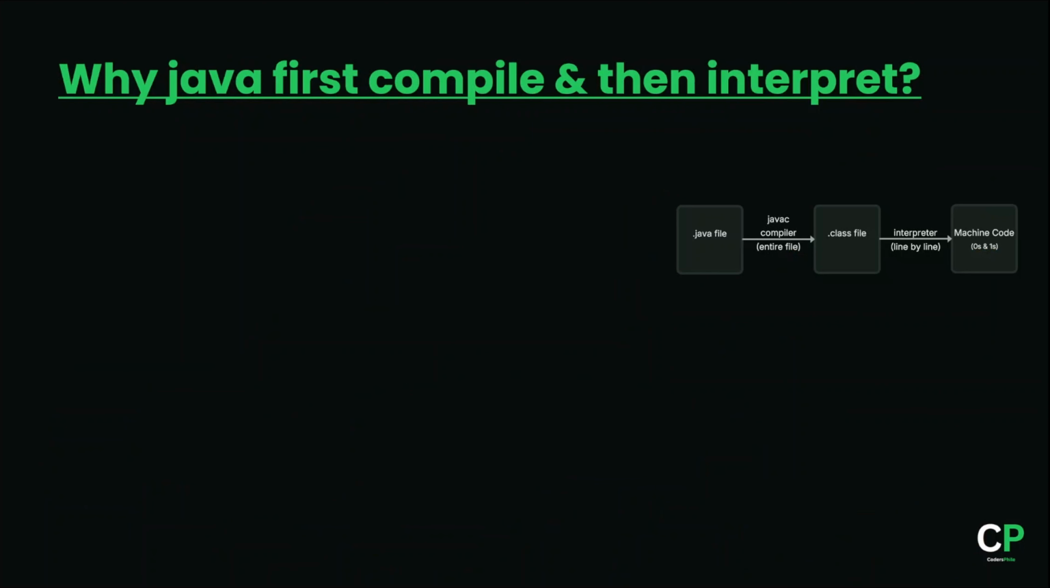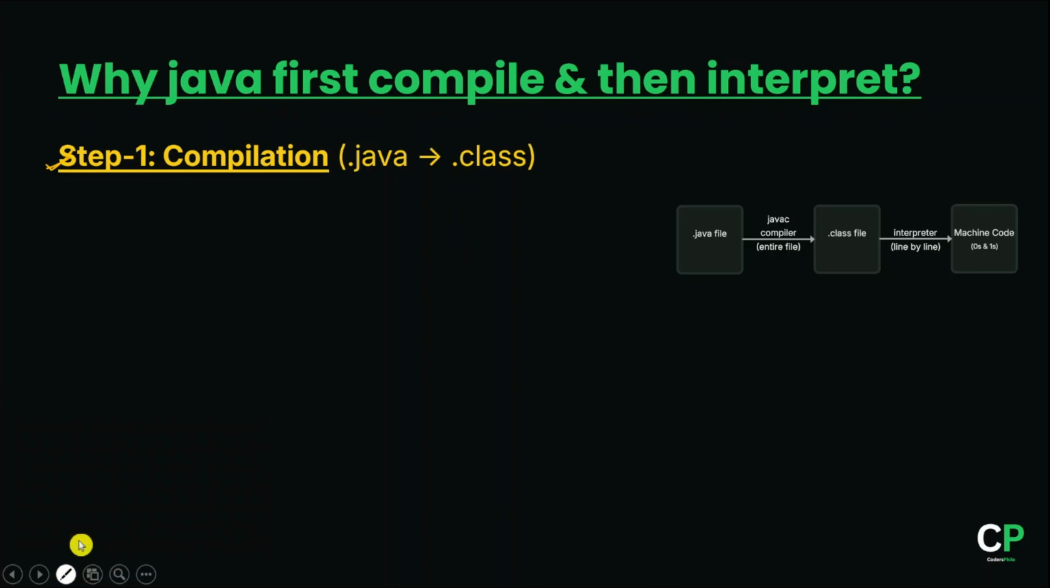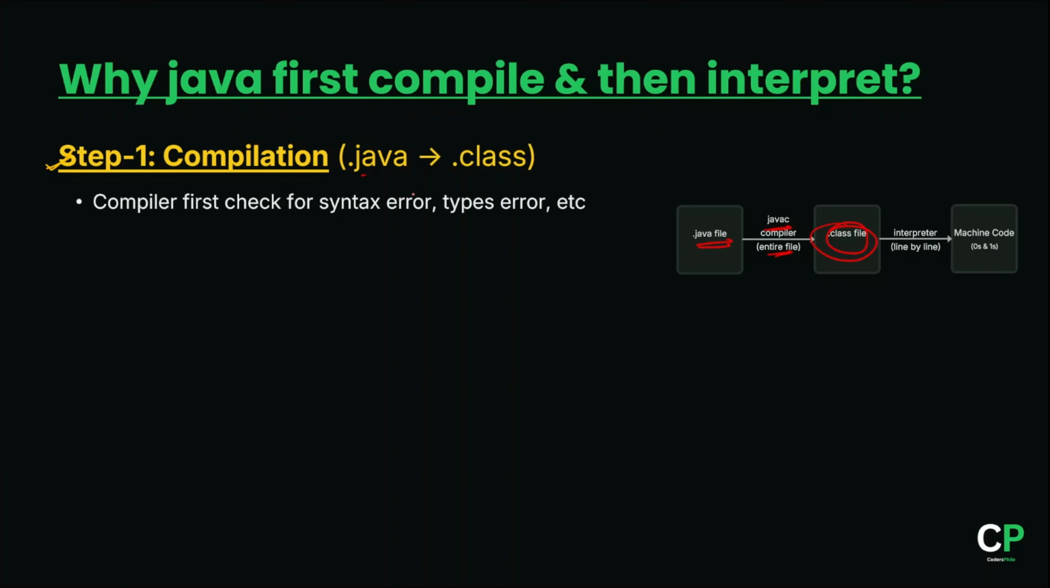Now let's see in detail. Step number 1, that is the compilation step. So what happened in step number 1? In step number 1, the Java file is converted into the .class file. It is known as the compilation phase. Now let's see what happened in the compilation. So the compiler, which compiler? The javac checks for syntax errors, type errors, etc. And then what does it do? It provides the optimized bytecode.